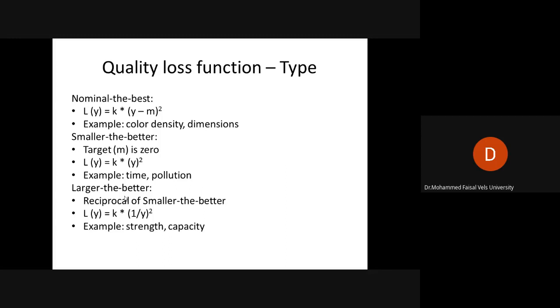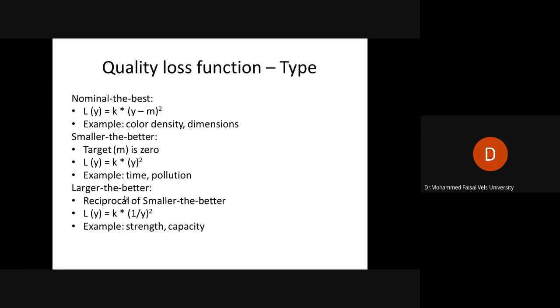Smaller the better. If the target is 0, then obviously it is better. For example, time. If you are coming late and it is less, then it is better. Sometimes we need to optimize that, then we use nominal the best. The color density should not be too high and should not be too low. Dimension should be within the specification.